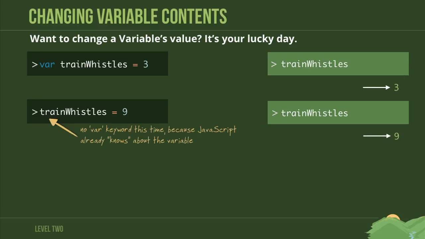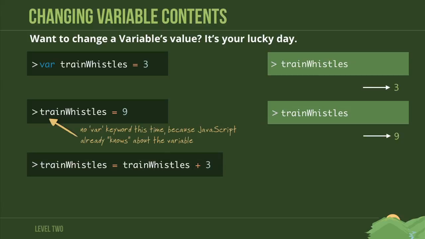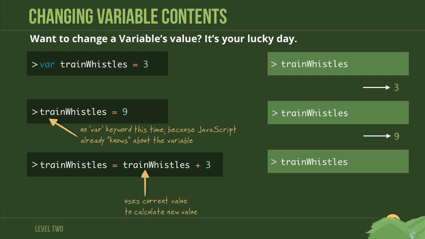We can also use the trainWhistles value itself to modify the contents of the trainWhistles variable. Here you can see that we're saying take the trainWhistles value, add 3 to it, and store it back inside the trainWhistles variable. Now, because the earlier value of trainWhistles was 9, we get 9 plus 3 stored in trainWhistles, which results in a 12.